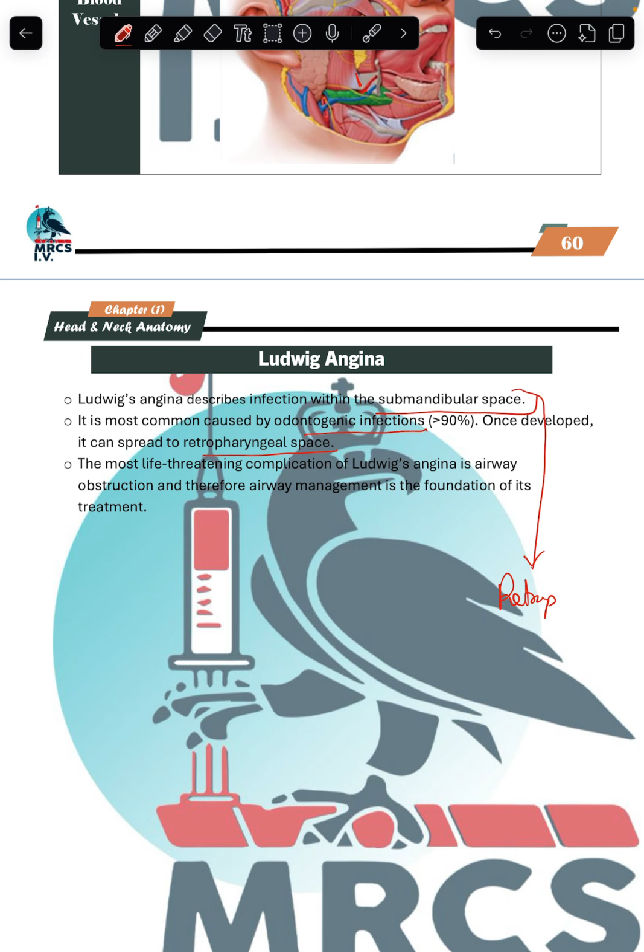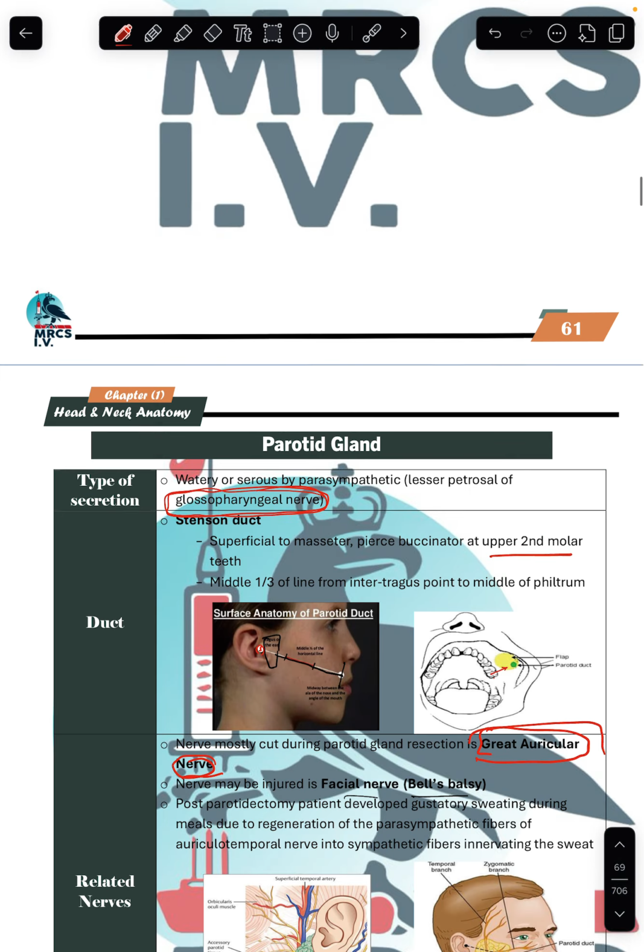Questions which are coming for Ludwig's angina. Ludwig's angina is an infection in the submandibular space. Below the submandibular gland, if there is infection, that gets involved. The most common causative organism is O2. Whenever you do any dental surgery, or in a dental case, infection once developed can spread to the retropharyngeal space. This is the question: retropharyngeal space. The most life-threatening complication of Ludwig's angina is airway obstruction. Therefore, airway management is the foundation. So any surgery or infection of the dental glands leads to transfer of infection from this space into the retropharyngeal space.